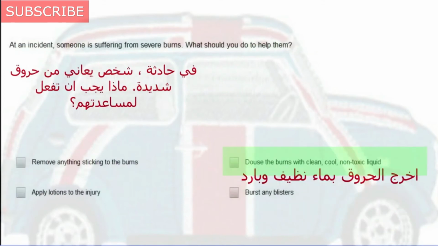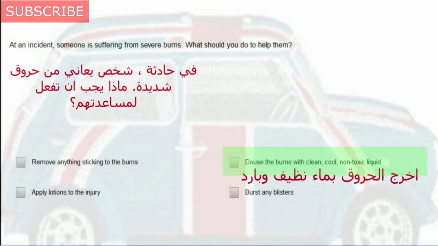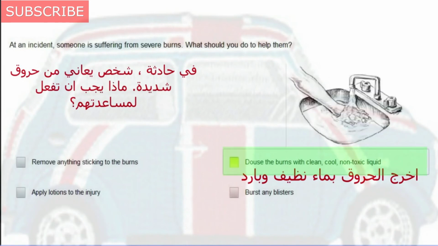At an incident, someone is suffering from severe burns. What should you do to help them? Douse the burns with clean, cool, non-toxic liquid.